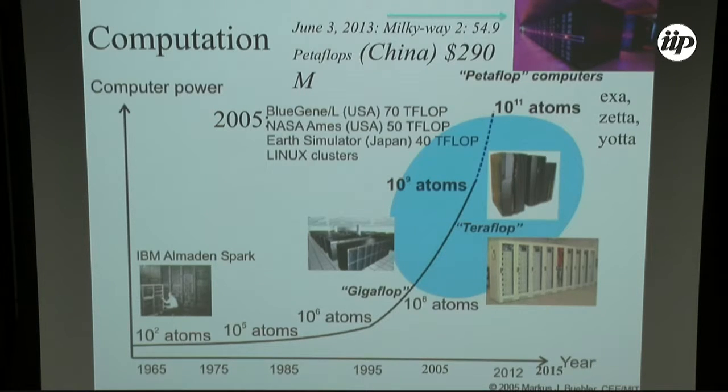And they can do 10 to the 11 atoms. They actually do galaxy collisions, all kinds of really interesting physics. Navier-Stokes to look at turbulence. A lot of physics at a scale that couldn't be done before. It's done on this computer.